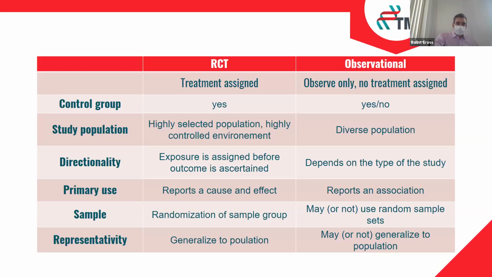What are the major differences? So in an RCT, in a randomized control trial, so that's the abbreviation for randomized control trials, RCT, the treatment is assigned to a control group. You must have a control group. In an observational study, you may or may not have a control group.